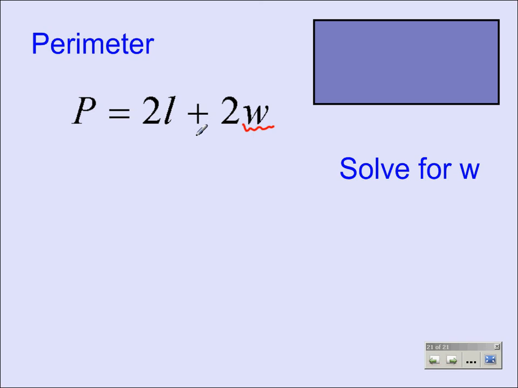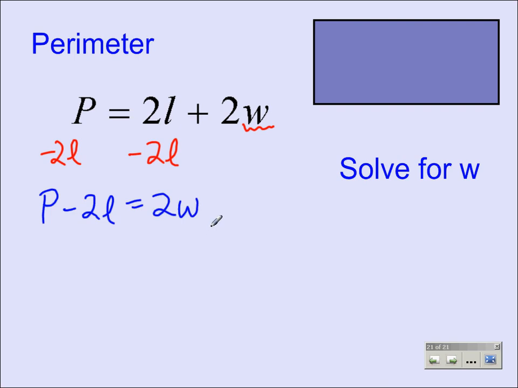So let's take this one step at a time and apply our multi-step equation methods to solve this. The opposite of adding 2l would be subtracting 2l. So let's subtract 2l from both sides and start to simplify. We'll bring that down, so we have perimeter minus twice the length equals twice the width.